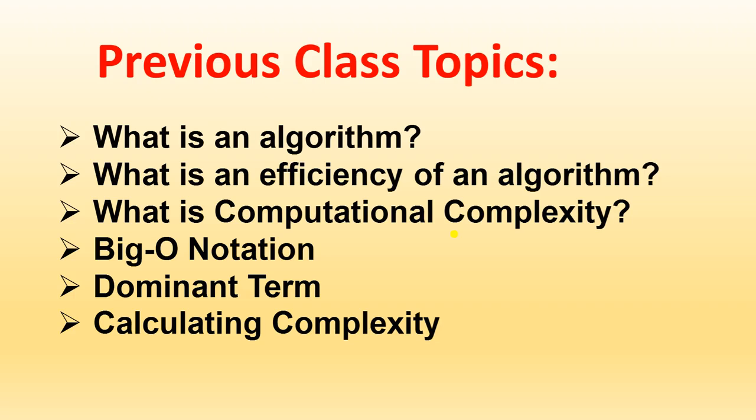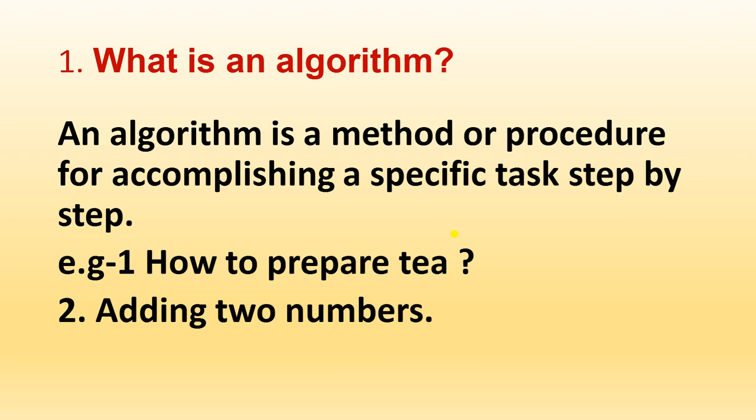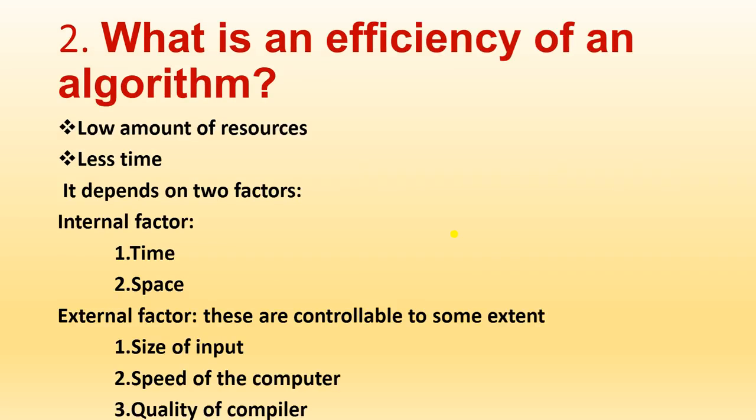In the previous class we learned what an algorithm is, what the efficiency of an algorithm is, what computational complexity is, big O notation, dominant term and calculating complexity. Just recall these. An algorithm is a method that performs a task step by step. I gave you two examples: how to prepare tea and how to add two numbers.